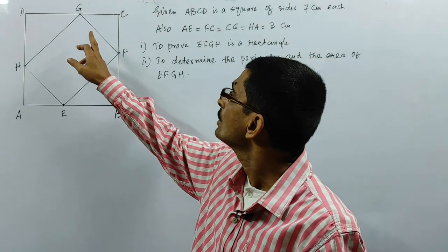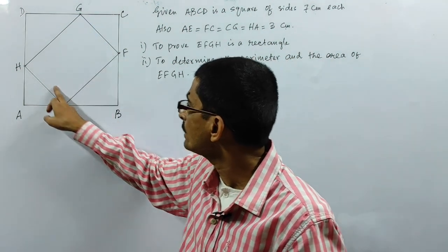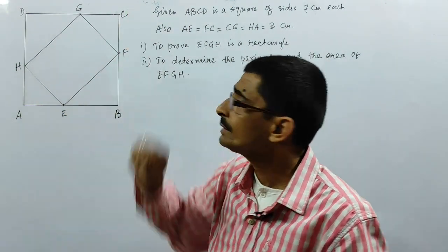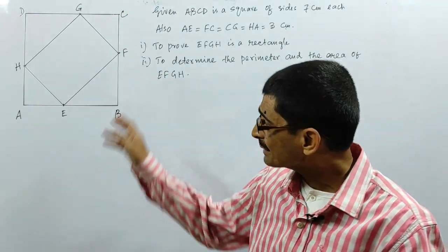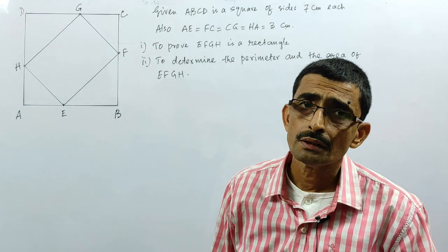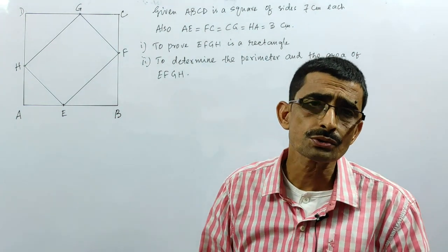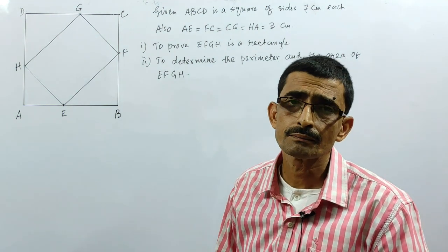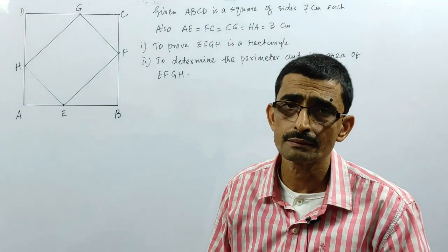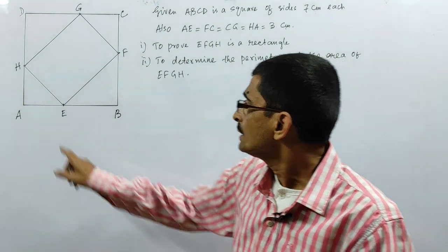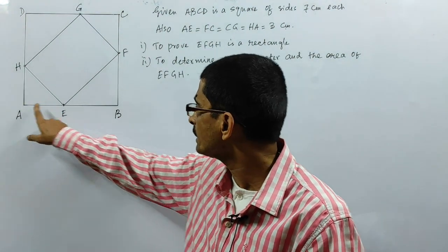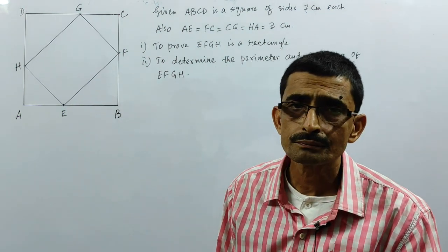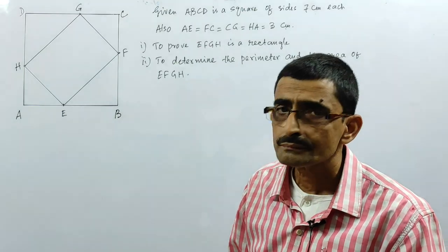First we will prove FG is equal to HE or EF is equal to GH. Some other characteristics are also there. We will not try to satisfy those characteristics. We will concentrate on these two characteristics. That will be sufficient for us. What we have now, since this is 3 and the entire length is 7, the remaining length is 4. Let us write. That will help us.